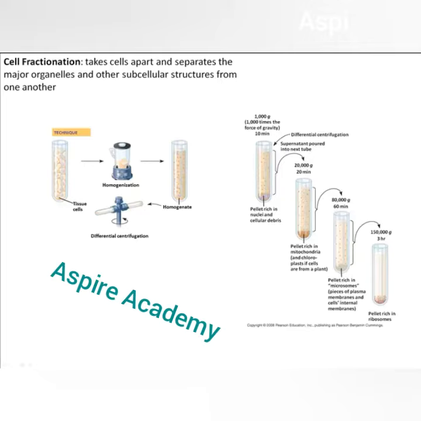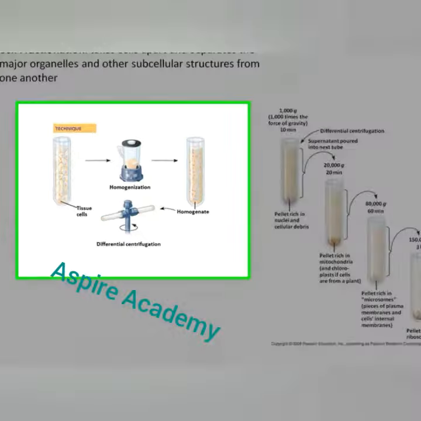Since we know cells are made up of a lot of different parts, it's useful to understand what each part does as well as their individual structures. In order to do this, you have to be able to study each part separately. A process called cell fractionation was developed to help with this. It takes cells apart and separates the major organelles and other cellular structures from one another.